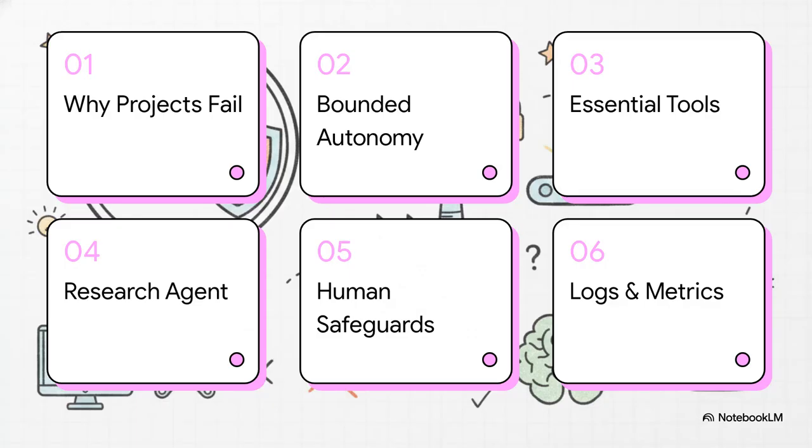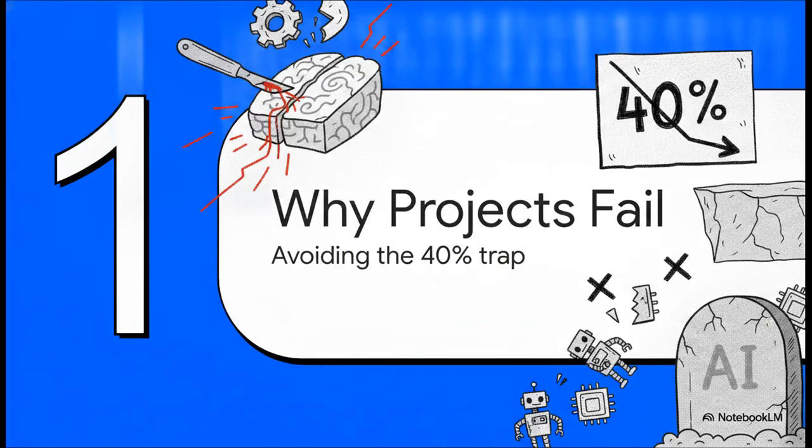So here is our tactical manual for today's explainer. 1. Why complex projects fail. 2. The bounded autonomy methodology. 3. Essential tools for beginners. 4. A research agent tutorial. 5. Human control and safeguards. And 6. Log auditing and metrics. Let's get to it. Section 1.